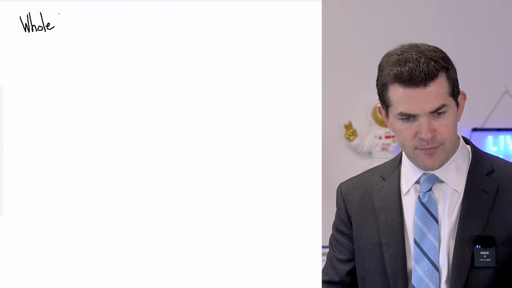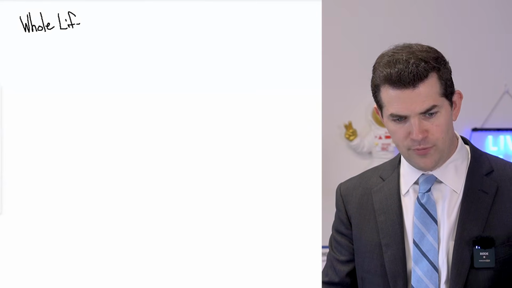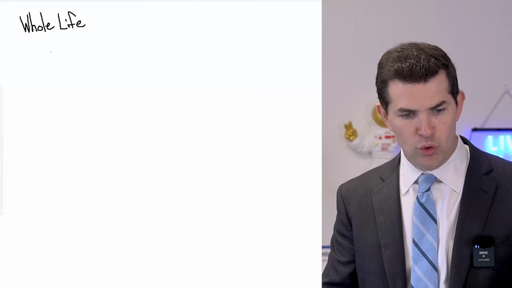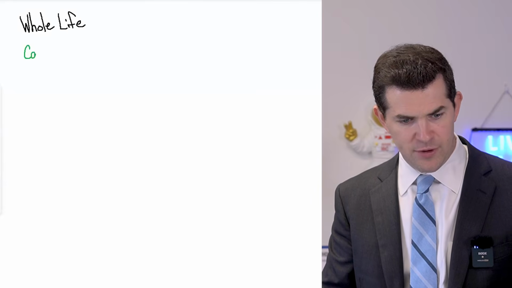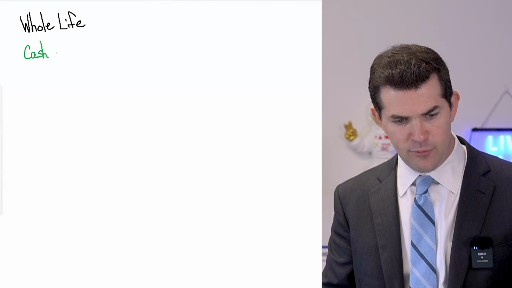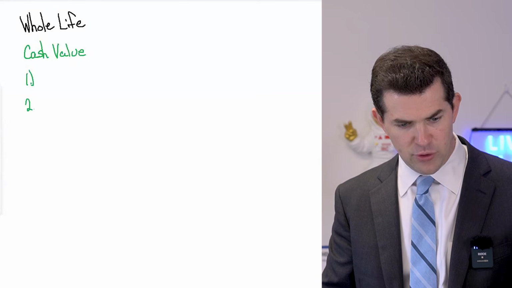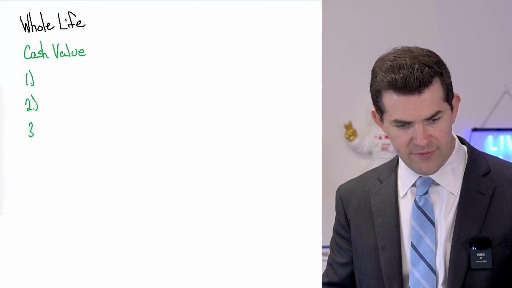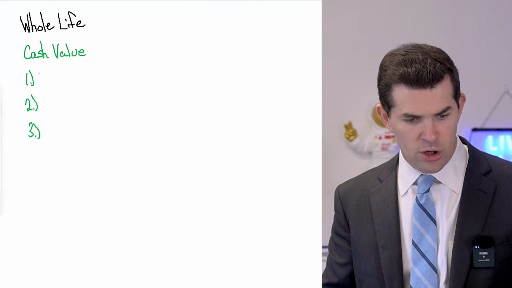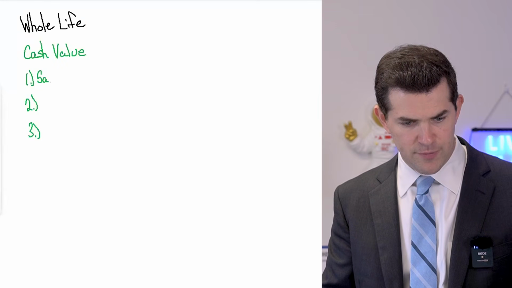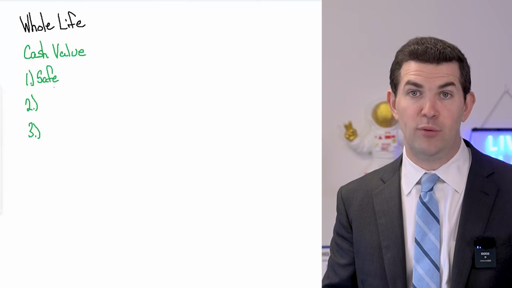So, to kick things off with a whole life insurance policy, why people are often interested in this for infinite banking is because of the cash value. When you look at the cash value with a whole life insurance policy, there are several benefits that come with it, but there are what I like to call the three core benefits. So the three core benefits of a whole life insurance policy are as follows. First, it's a safe place you can put money.